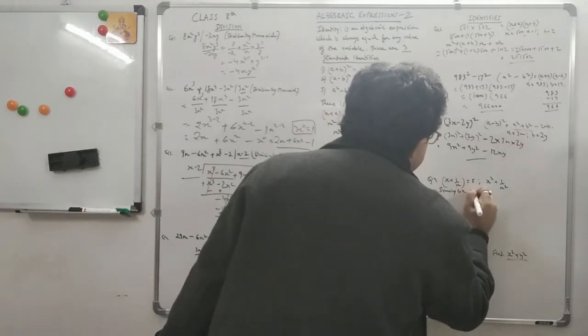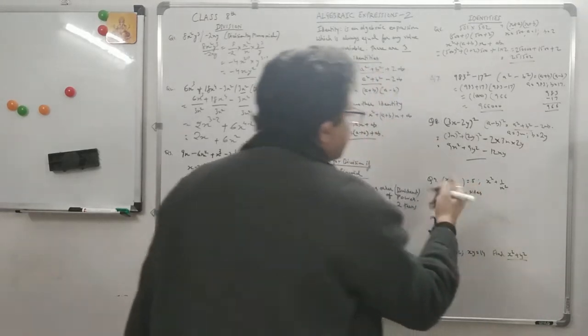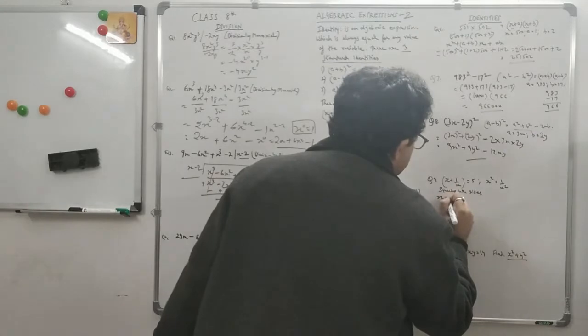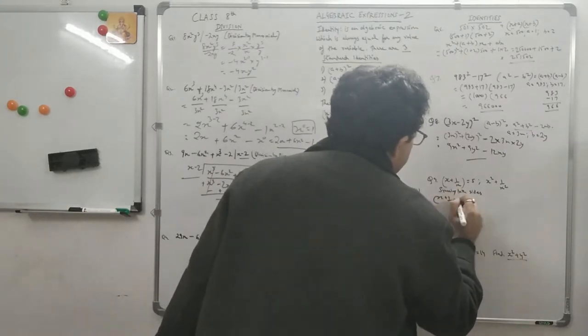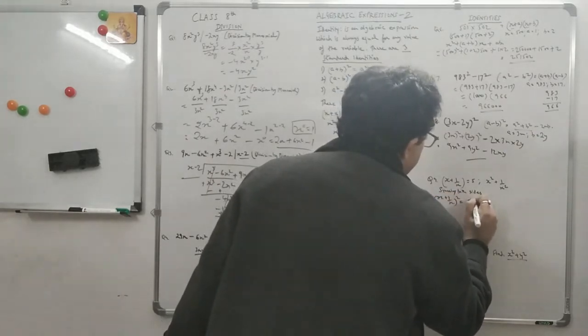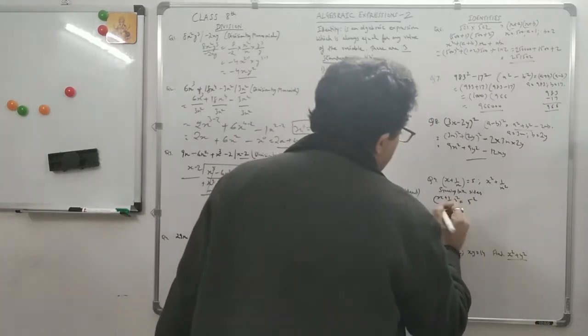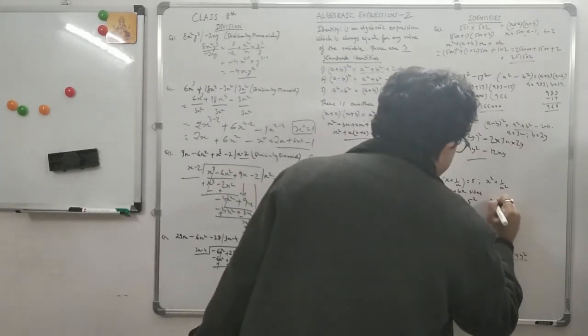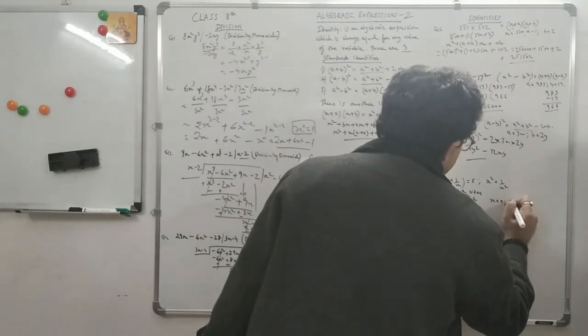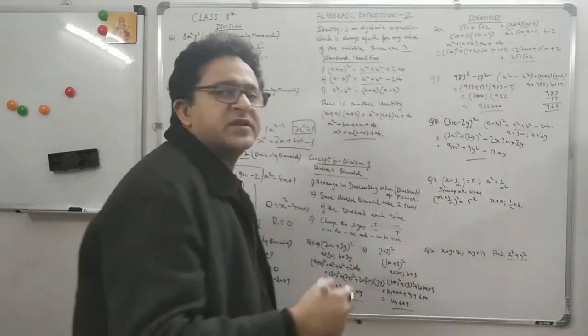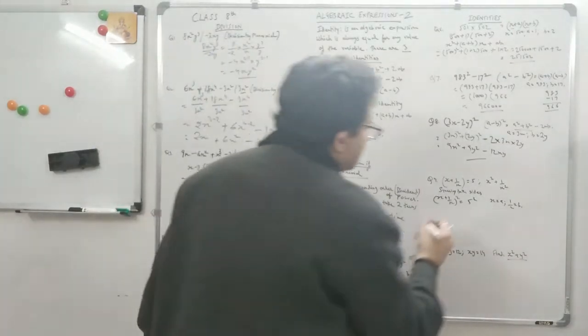Squaring both sides. With both sides, I mean left hand side and right hand side. So we get (x plus 1 by x) whole square is equal to 5 square. So what is (a plus b) whole square? You can write here x is equal to a, 1 by x is equal to b, for a better explanation of your question. So now what do we do?